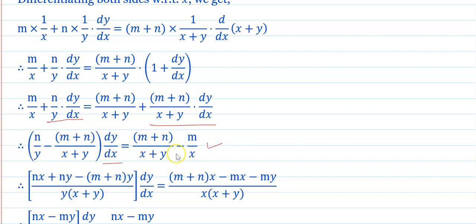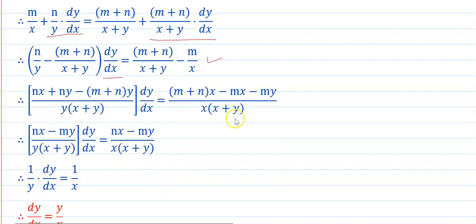On this side, we also do cross multiplication: x into m plus n minus m into x plus y, upon x into x plus y. That is, we get minus mx minus my upon x into x plus y. Again the denominator x plus y, in the next step we will cancel. Next, what will happen? Here it is nx plus ny minus my minus ny. The plus ny and this minus ny will get cancelled. Then here you will get nx minus my upon y in bracket x plus y.